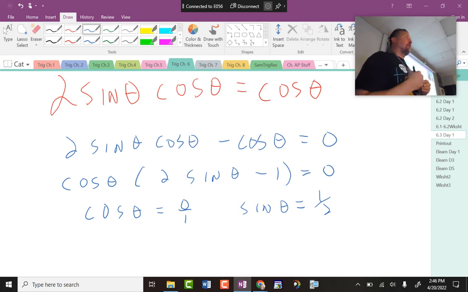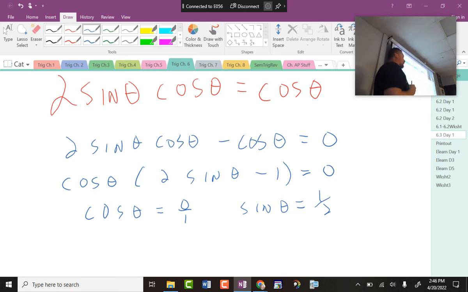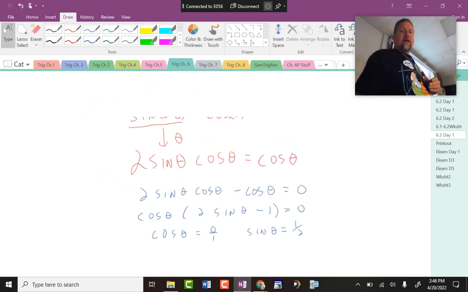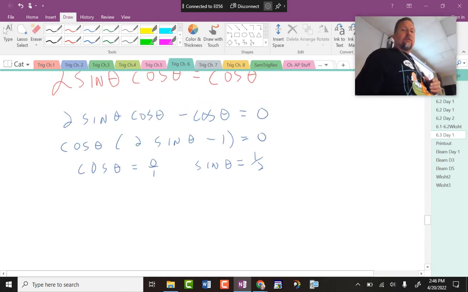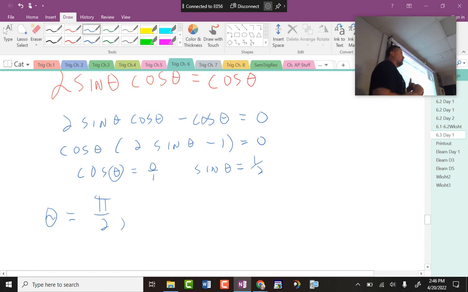What's the first set of angle measures? Where do you get 0 for x and 1 for r? What angle measures? 3, 2, 1, go. I think I kept this whole section in radians, so let's keep it in radians. So yes, 90 and 270 are what? And then notice this is what theta equals, so I'm done. I don't have any number in front of this.